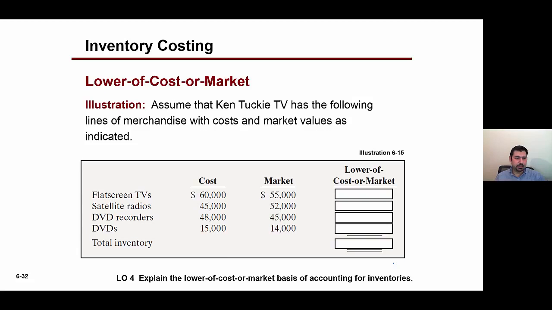Let's take this example here. Assume that Kentucky TV has the following lines of merchandise with cost and market values as indicated. So in the first one, we'll look at flat screen TVs.